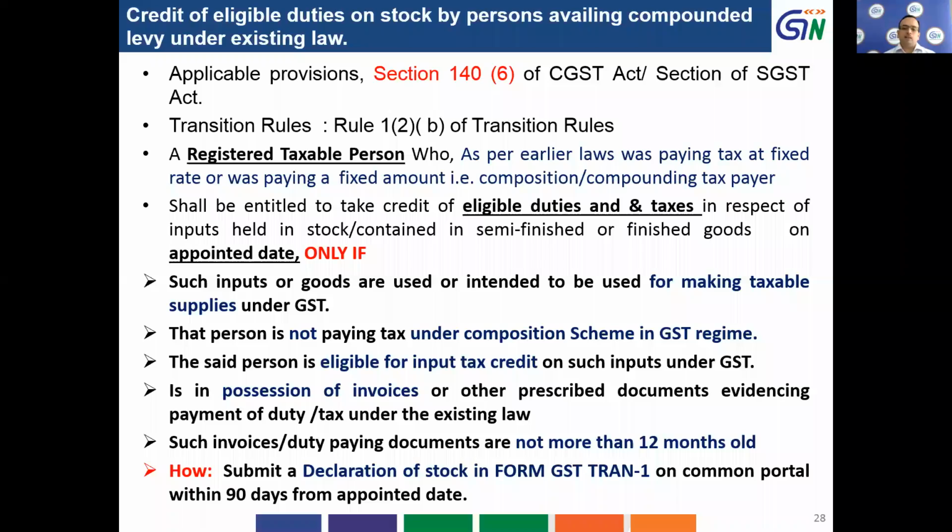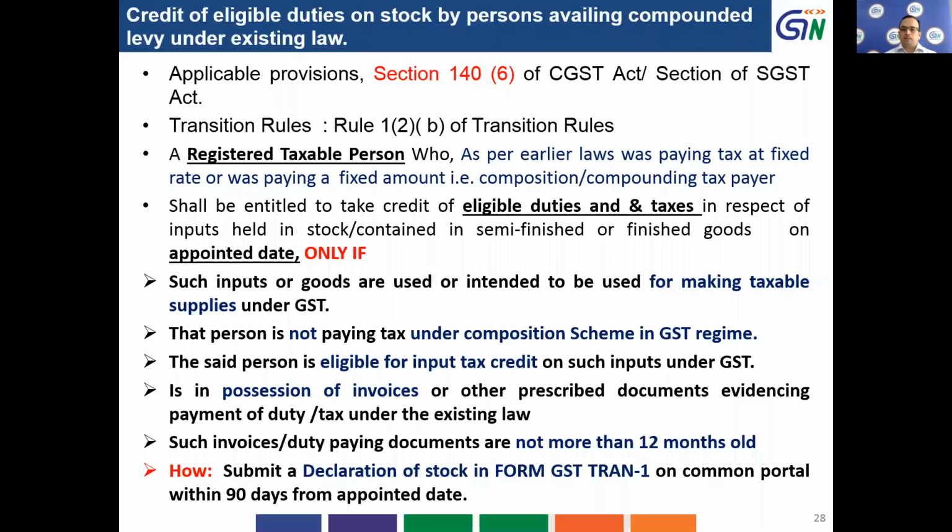What is a fixed rate? The government says, for example in the Central Excise Act, it was fixed on pan masala machines. If there is a pan masala manufacturer, he was given an option for compounding. What he was supposed to do is determine the speed of the machine and pay duty according to the speed of the machine. So that is what the compounding taxpayer means.